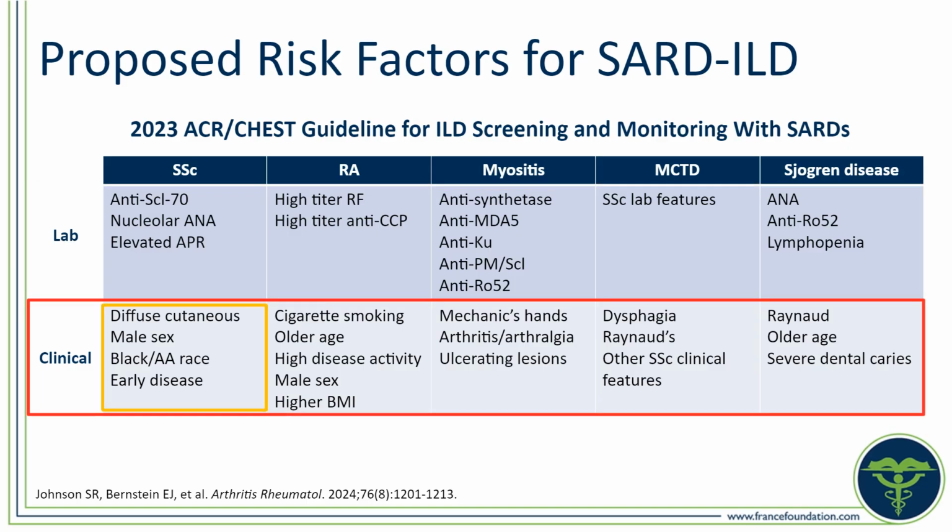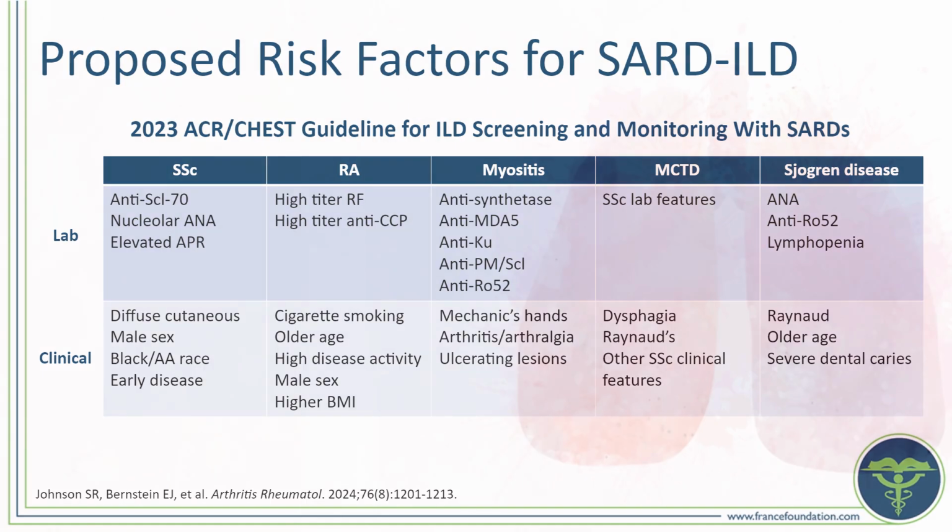In systemic sclerosis, for example, having diffuse cutaneous disease is a risk factor. And in rheumatoid arthritis, factors such as cigarette smoking or older age are associated with a higher risk of interstitial lung disease. Importantly, none of these are perfect in isolation, and thus it's imperative that the clinician understands the totality of a patient's risk of developing interstitial lung disease. These are a guide that can help us do that.